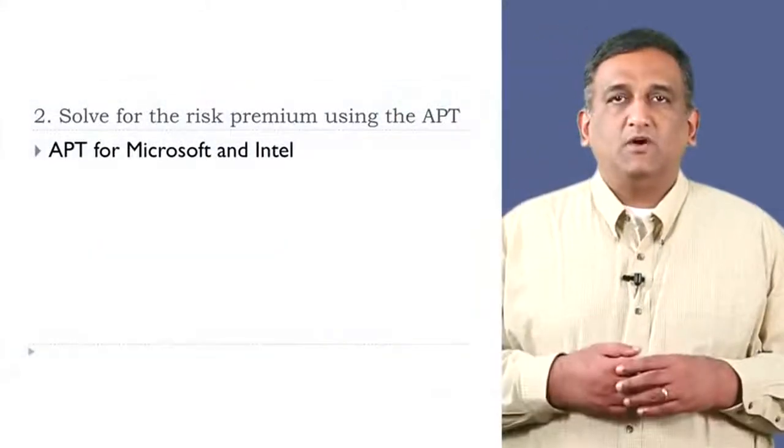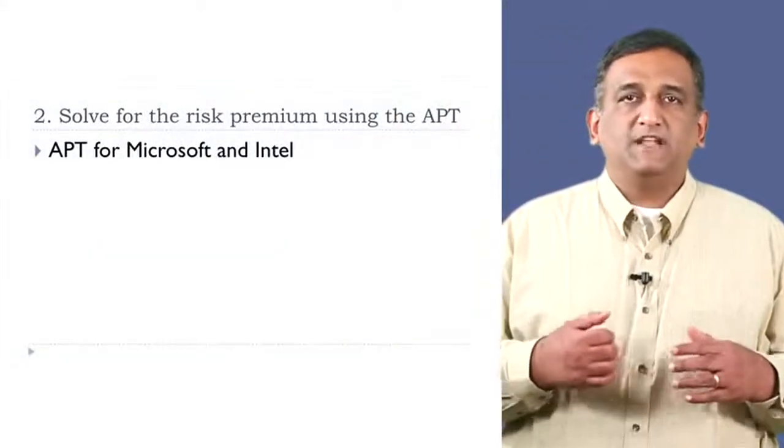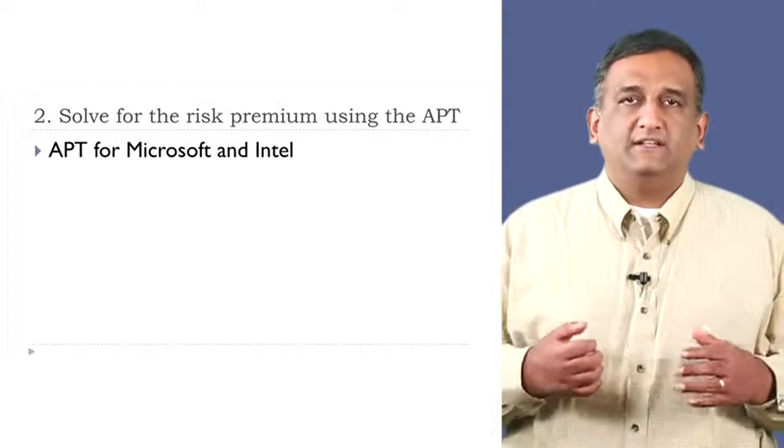Last time, we saw an example where Coke was incorrectly priced relative to Microsoft and Intel. Let's continue with that example. In this first step, we have solved for the factor sensitivities of Microsoft and Intel. In the second step now, we are going to solve for the risk premium using the APT.